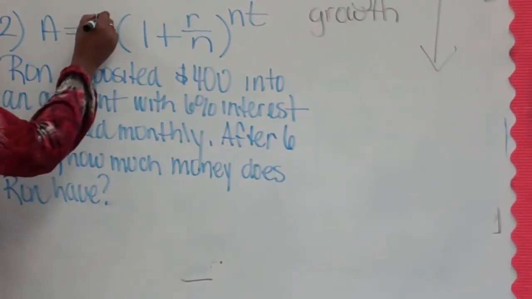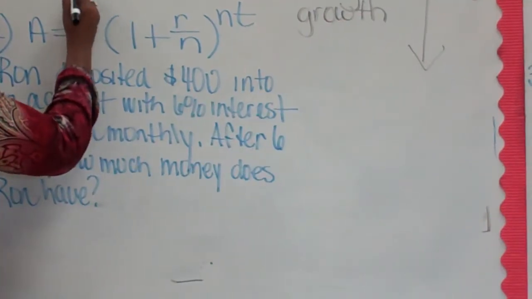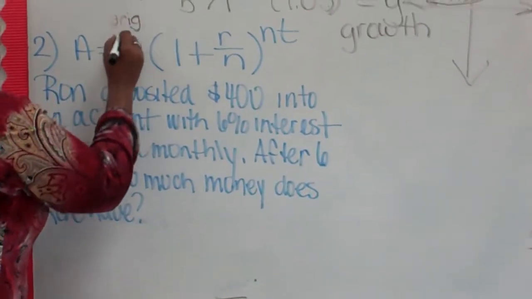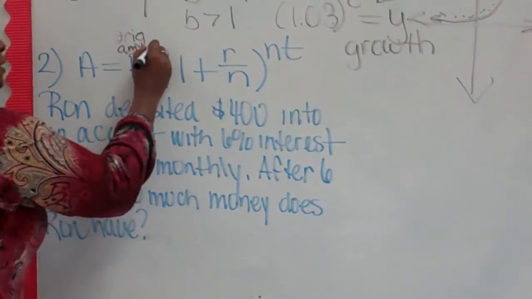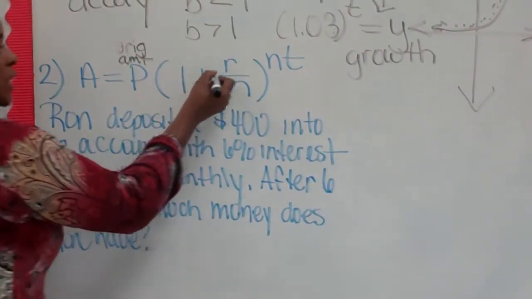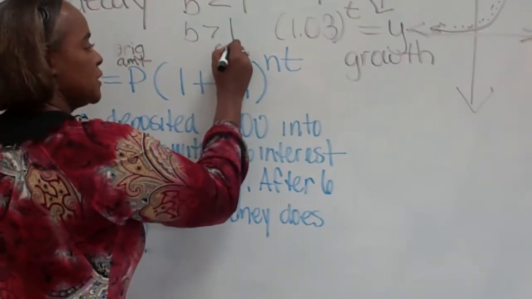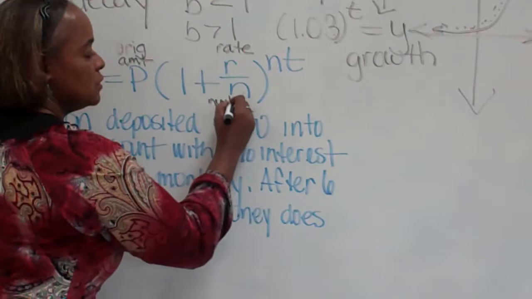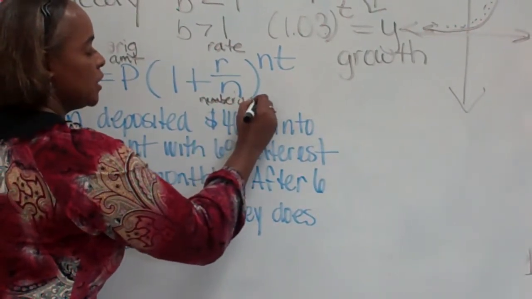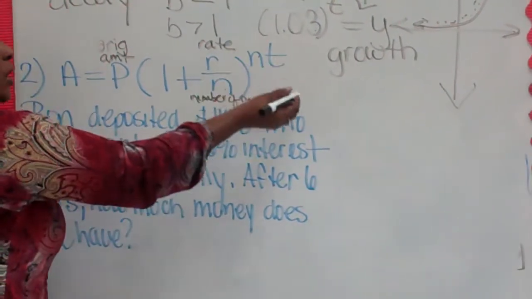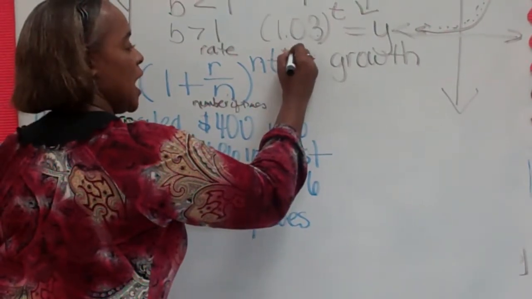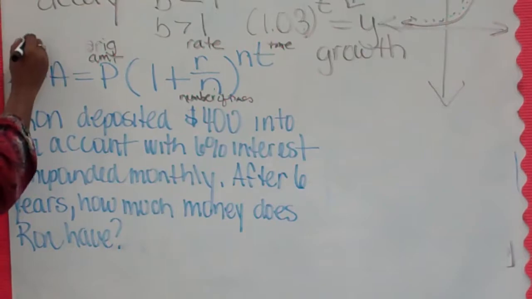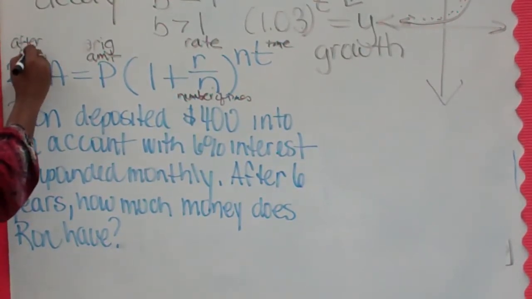So again, this P is your original amount. That 1 stays the same, plus the r, that's your rate. This n is the number of times it's being compounded. The same number goes here, and t represents time, usually in years. This A is the after amount.